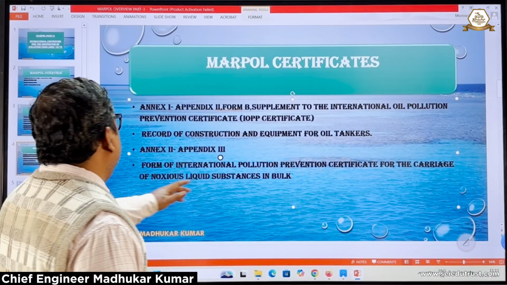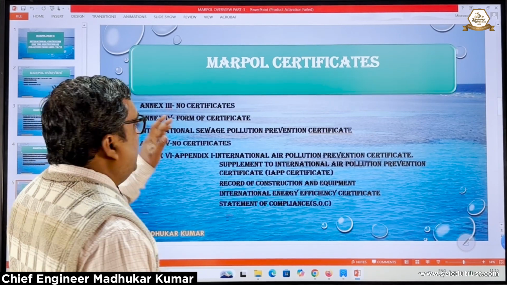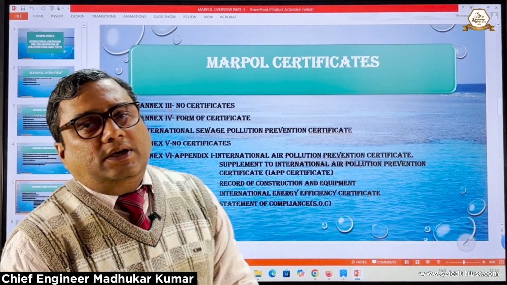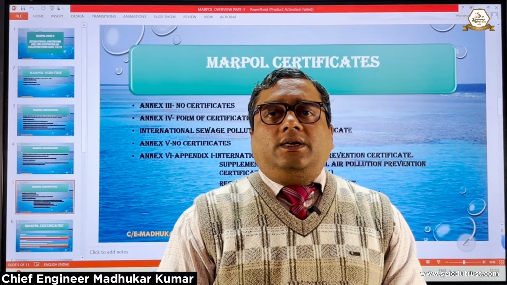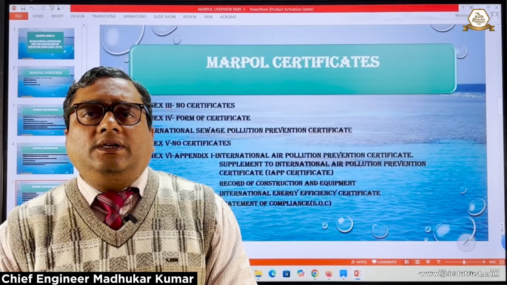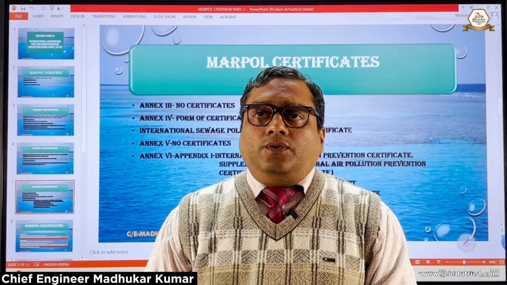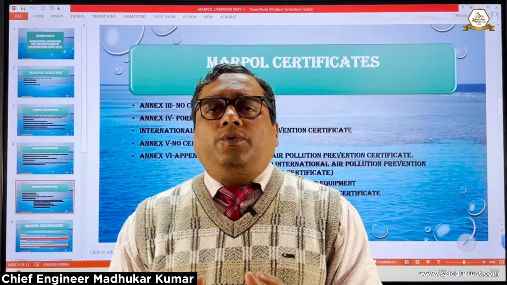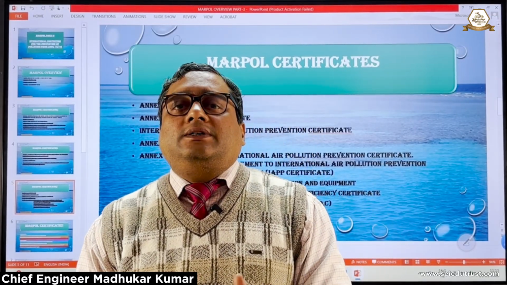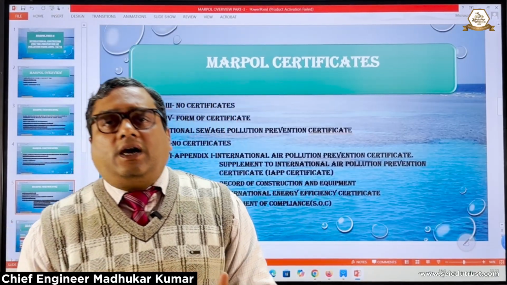So we covered this one also, and then next we have annex 3. Annex 3 is for harmful substances in packaged form. As per MARPOL annex 3, no certificates are there, but it is related to the IMDG cargo part.